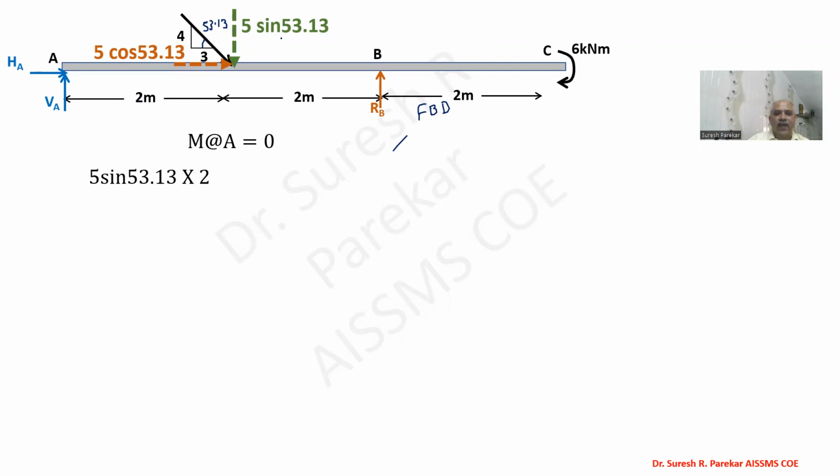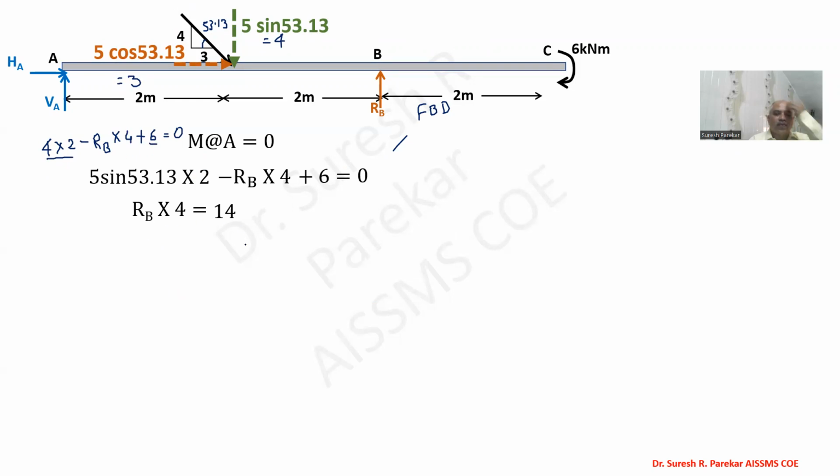So we have 5 sin 53.13 into 2, and then we have minus RB into 4 plus 6 equal to 0. And we will get RB equal to 14 kilonewton. If we take this 5 sin 53.13, this will be equal to 4, and then this will be equal to 3. Then we will get directly, that is 4 into 2 minus RB into 4 plus 6 equal to 0. And then also we will get 8 plus 6, 14. So RB into 4 equal to 14. In that case, the angle need not be found.